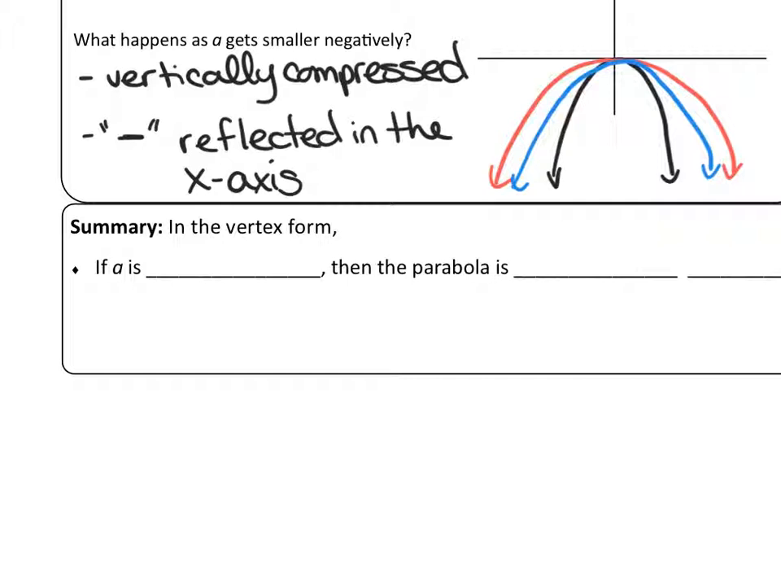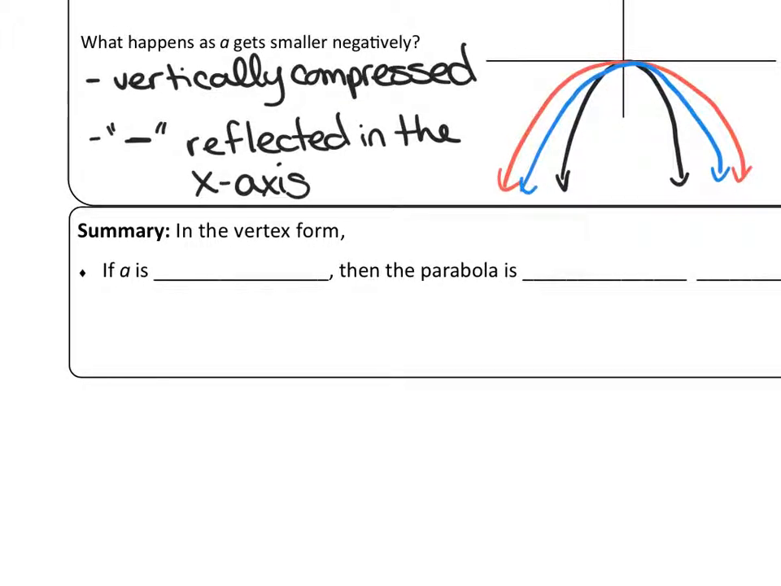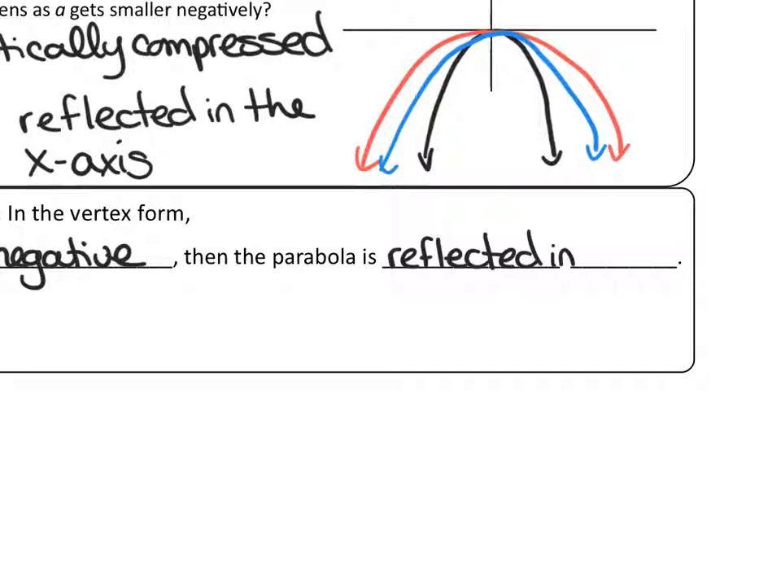So to sum it up, if A is negative, then the parabola is reflected in the x-axis.